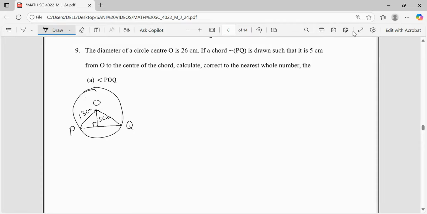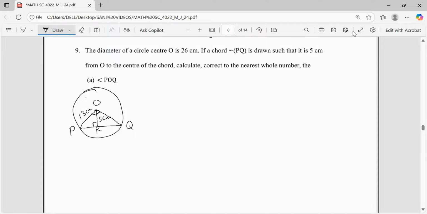Now we should note that, let's call this place R, the midpoint of the chord. OR bisects PQ and also bisects angle POQ because this is an isosceles triangle. It has one line of symmetry, so this angle here is also equal to this angle here.